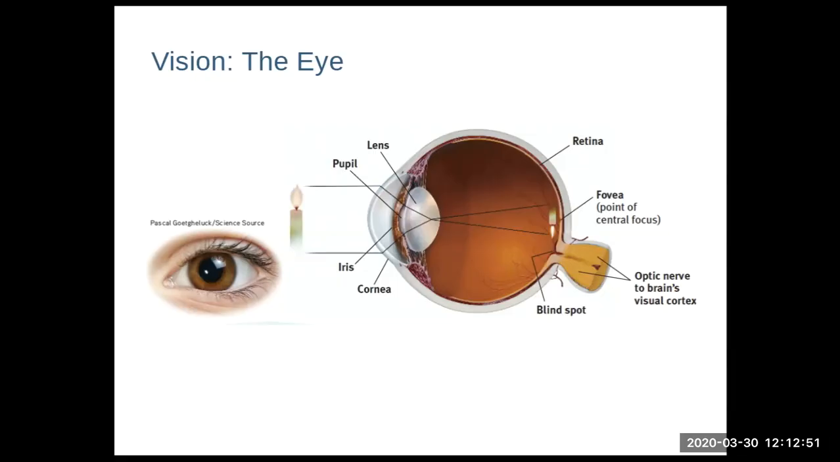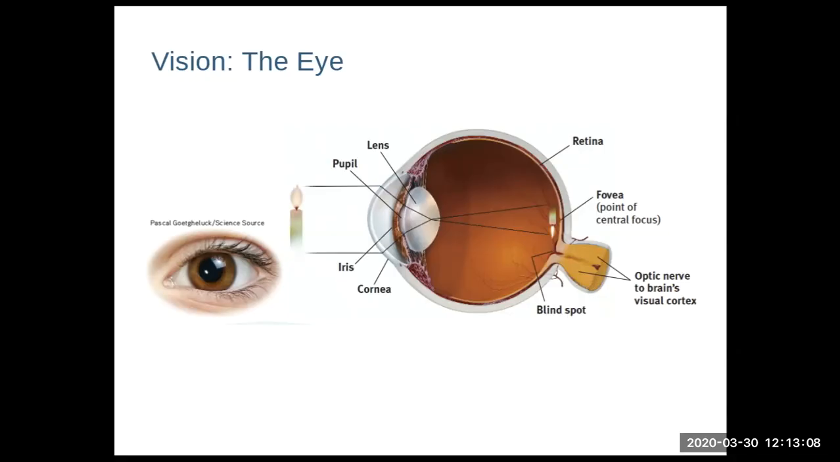So let's review the parts of the eye, and then we can go through how this information goes from the real world through the eye, these light waves, and how they make it to the brain.